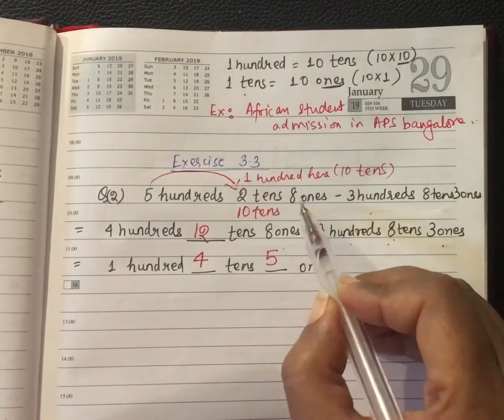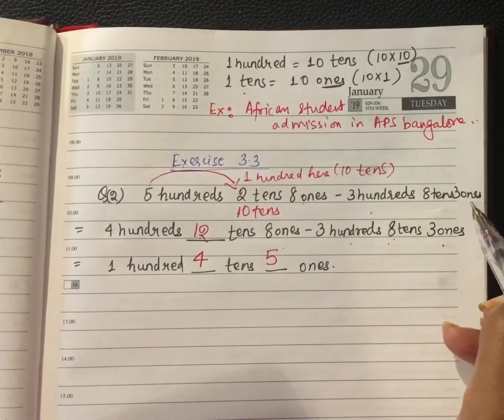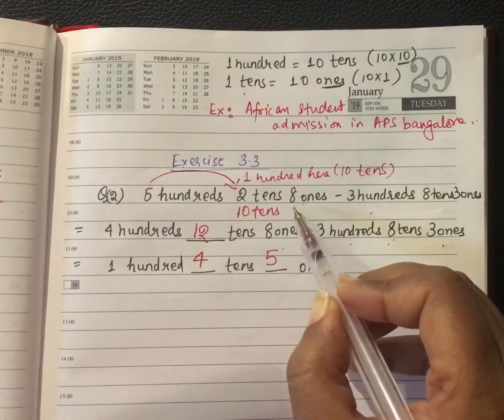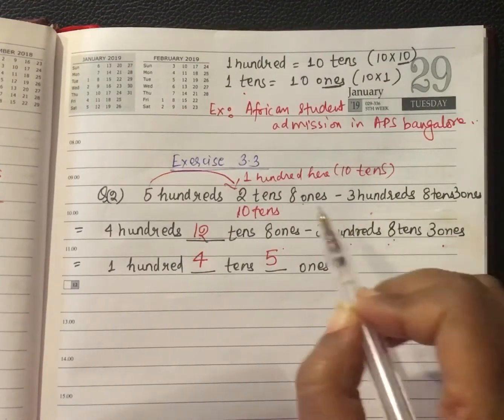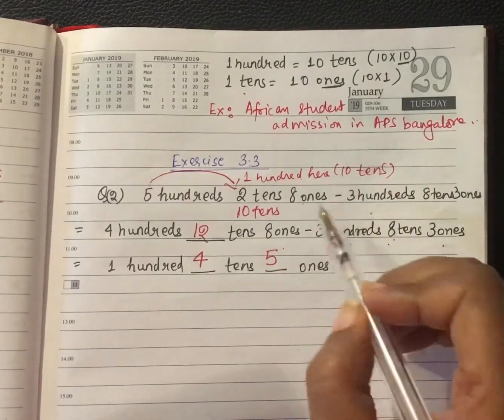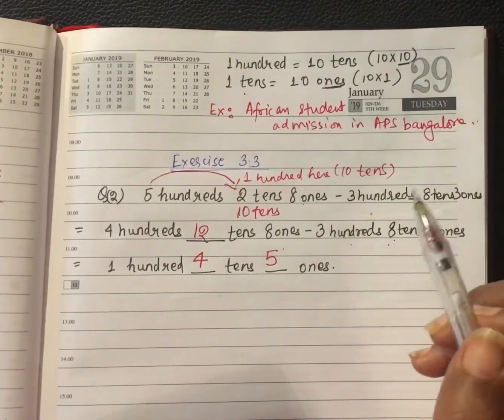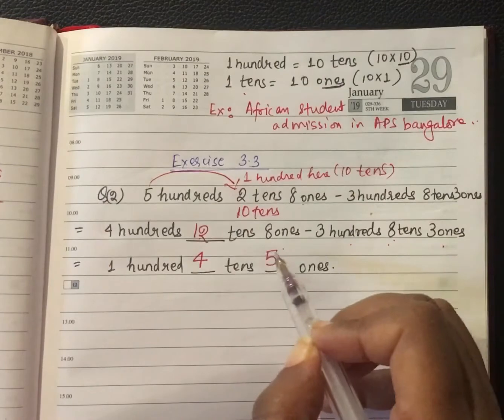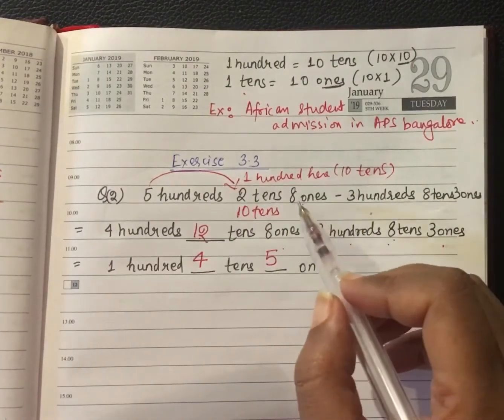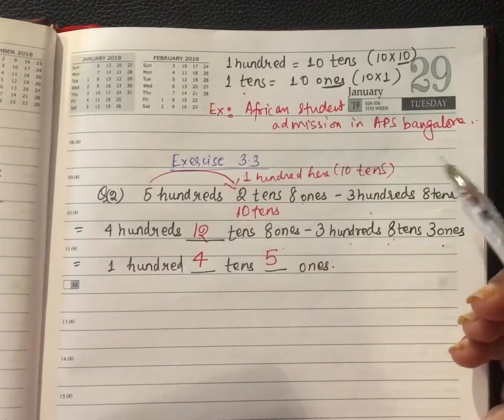So children, let us check the digits at ones place. Here at ones place 8 is given, here at ones place 3 is given. So children, 8 is bigger than 3, so there is no need of borrowing, because easily we can do 8 minus 3 which will give the answer 5. But we are not going to write directly 5 ones. Let us see what is happening to the tens place first.